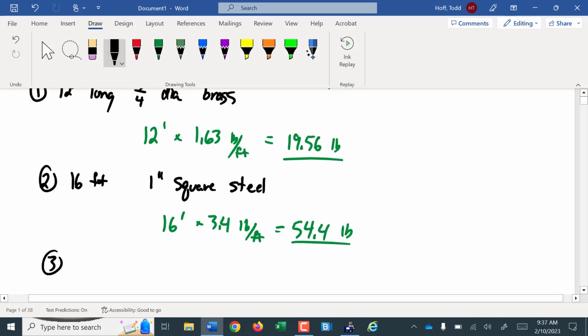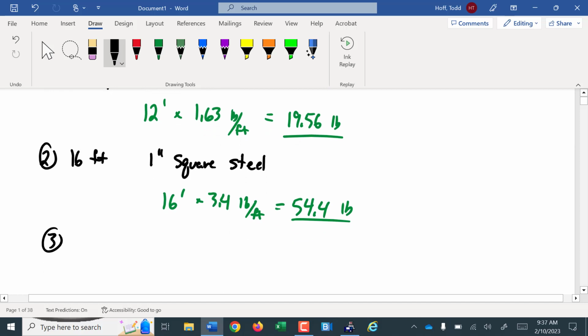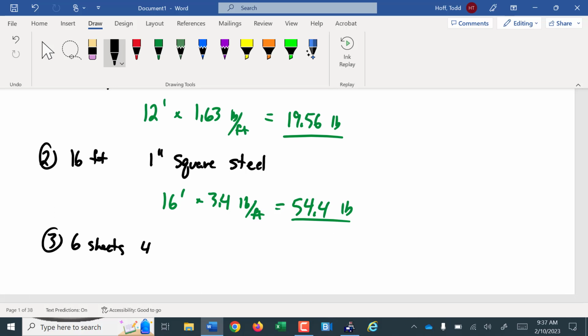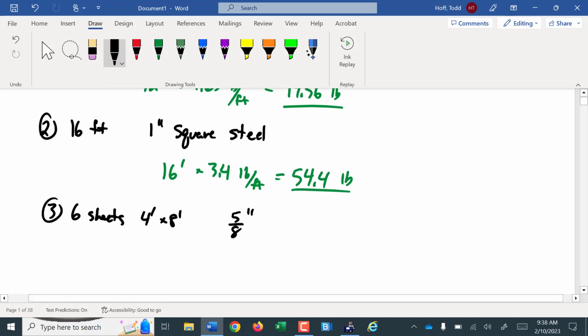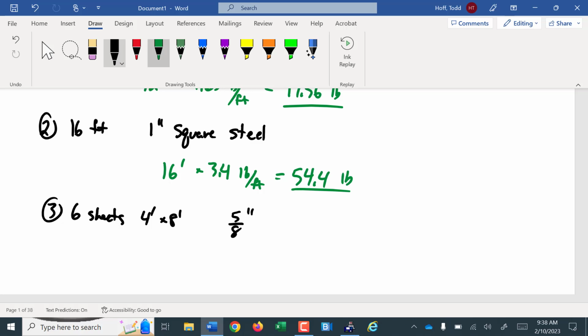Number 3 is now venturing into steel sheets, or just sheets of material, I should say. So we have 6 sheets of 4 foot by 8 foot, 5/8 thick. And so we find our 5/8 steel. What is that, 25.5? Now this is pounds per square foot.